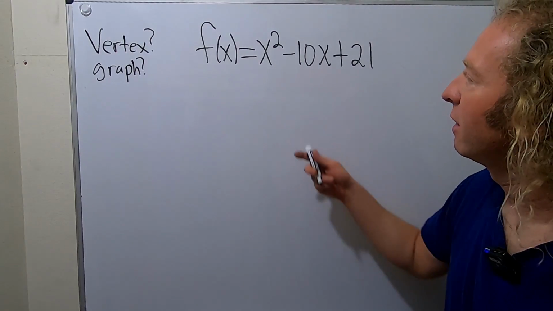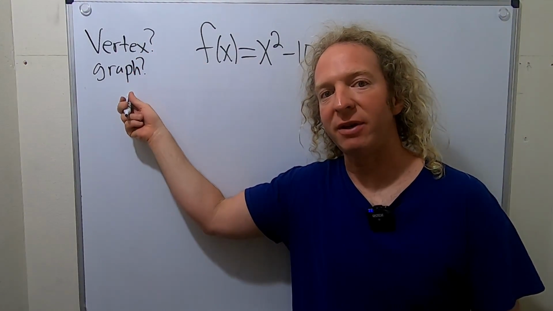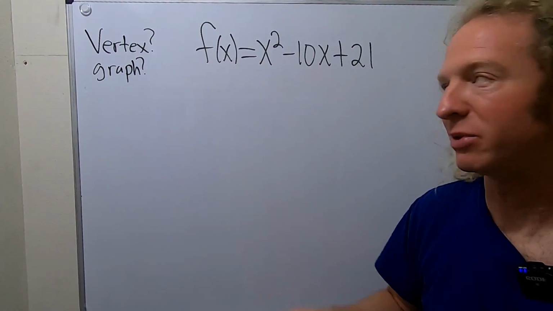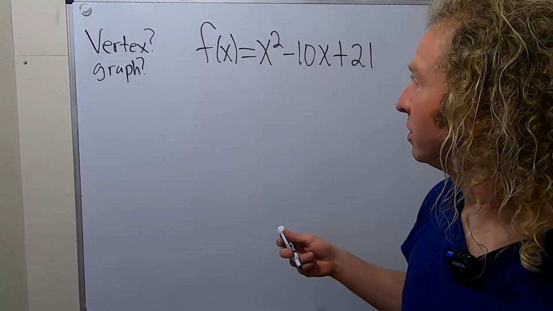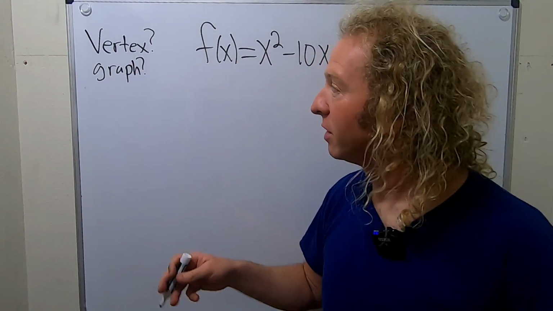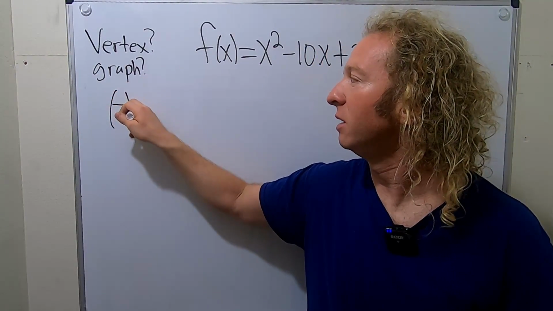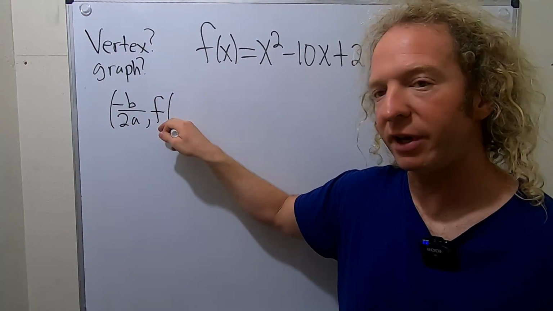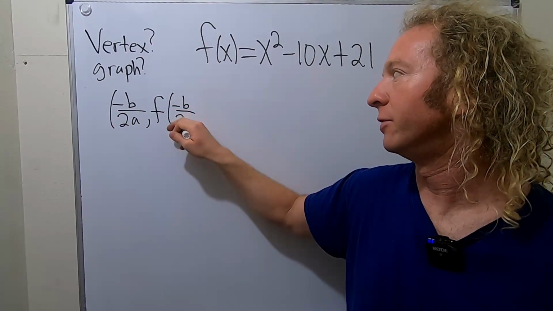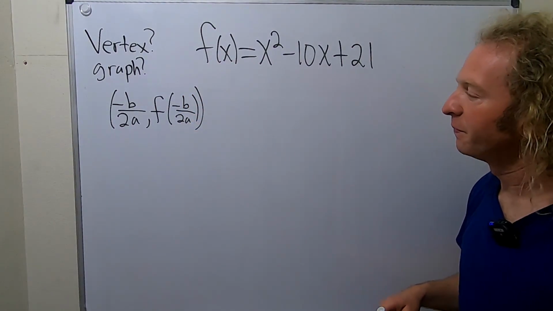Hey everyone, in this video we have a parabola and we're going to find the vertex and graph it, and we'll also find the x-intercepts as well. So to find the vertex, the easiest way to do it is to use the vertex formula. The formula for the vertex is negative b over 2a, comma f of negative b over 2a. So this is the super powerful vertex formula.